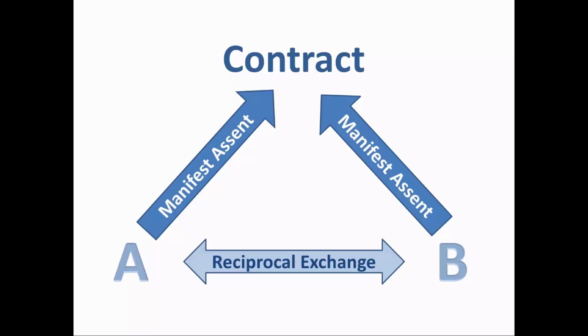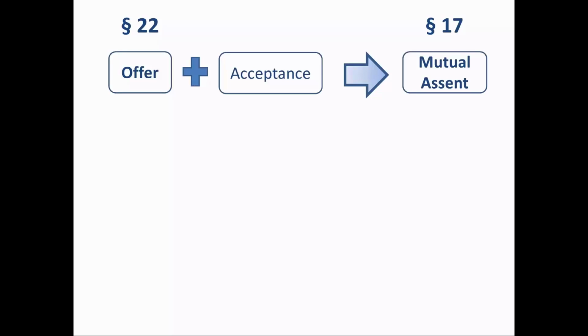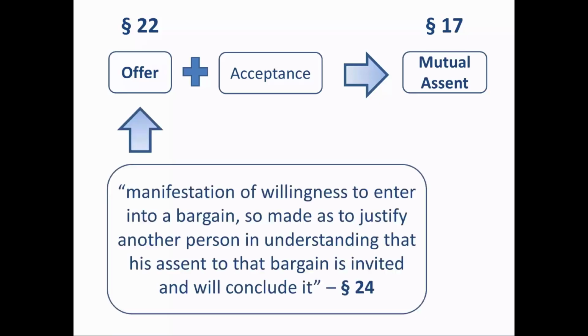So how is the assent requirement expressed in the relevant sections of the Restatement and the UCC? As you've seen, Restatement Section 17 requires mutual assent. Section 22 explains that parties usually show their assent to a contract by making and accepting an offer. In Section 24 we learn that an offer is a manifestation of willingness to enter into a bargain, so made as to justify another person in understanding that his assent to that bargain is invited and will conclude it.